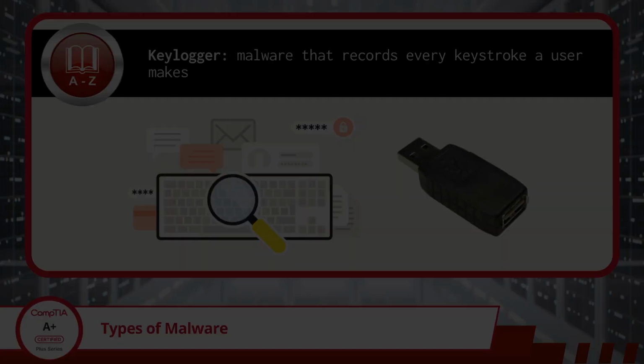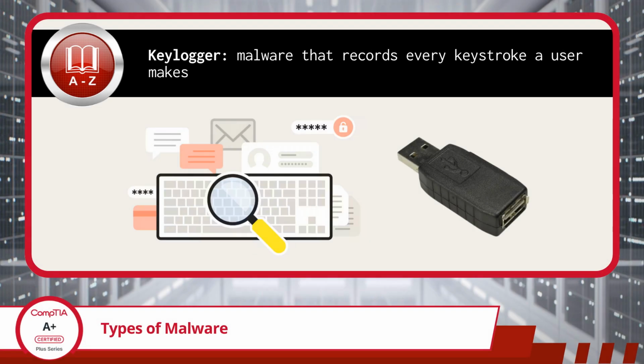Another specialized form of spyware is a keylogger. A keylogger is malware that records every keystroke a user types, allowing attackers to capture usernames, passwords, messages, and other sensitive information. Some keyloggers are software-based, while others exist as physical devices placed between a keyboard and a computer. Because physical keyloggers operate outside the operating system, traditional antivirus software may not detect them at all.